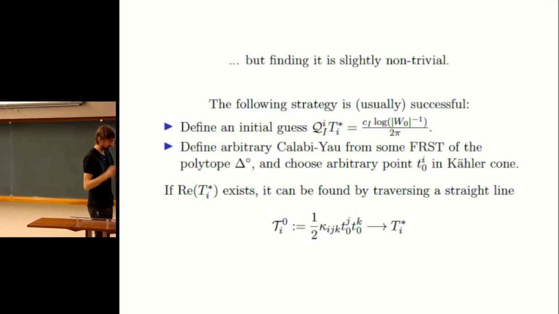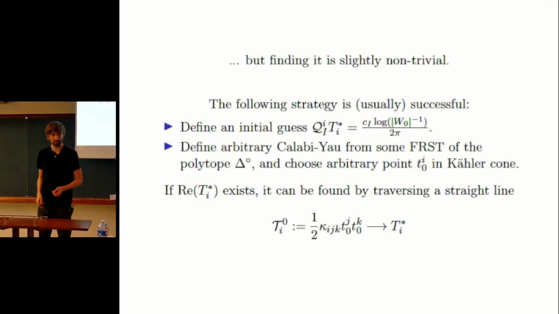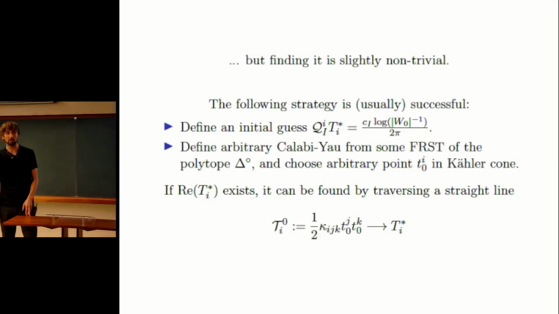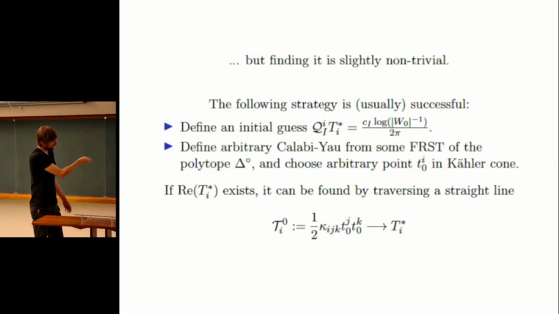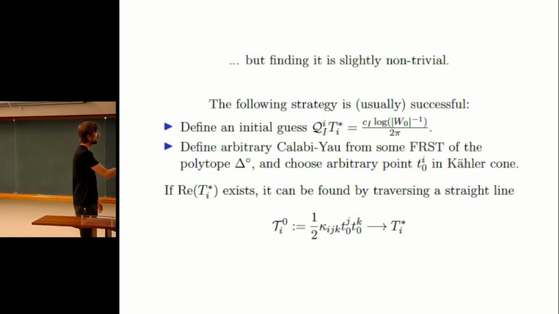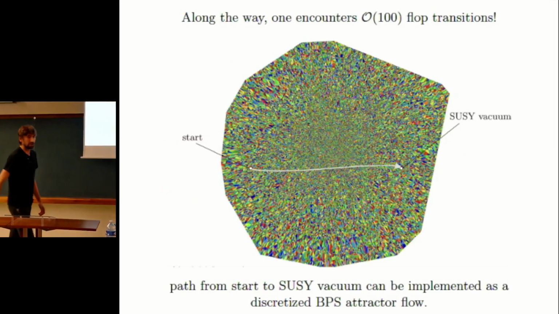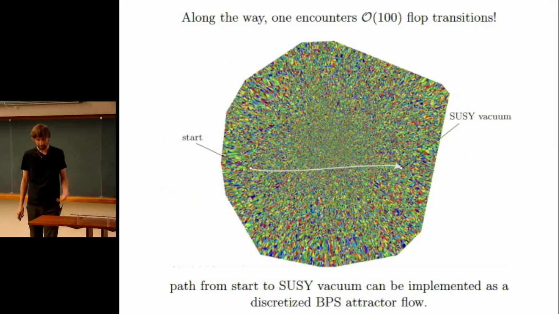The reason is that the divisor coordinates take values in a convex cone. It's called the cone of movable curves. So if it exists, the entire path also exists. So one has to flow along this path, and one can do this.